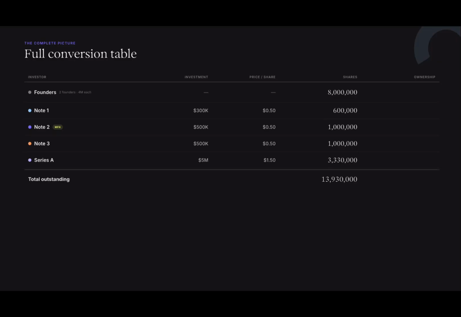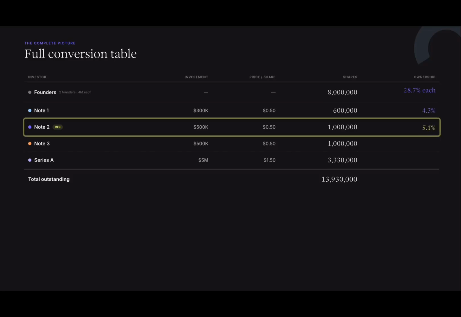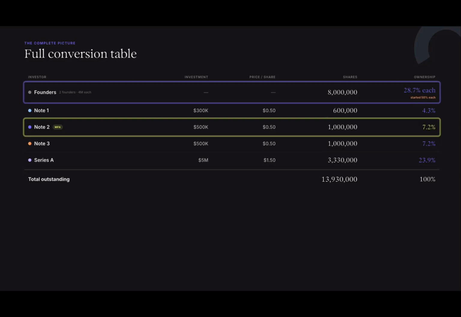Here's who owns what. Each founder, 4 million shares, 28.7%. Note 1 investor, 4.3%. Note 2, investor with MFN, 7.2%. Note 3 investor, 7.2%. Series A, 23.9%. The founders started at 50% each. After 3 safes and 1 priced round, 28.7 each.